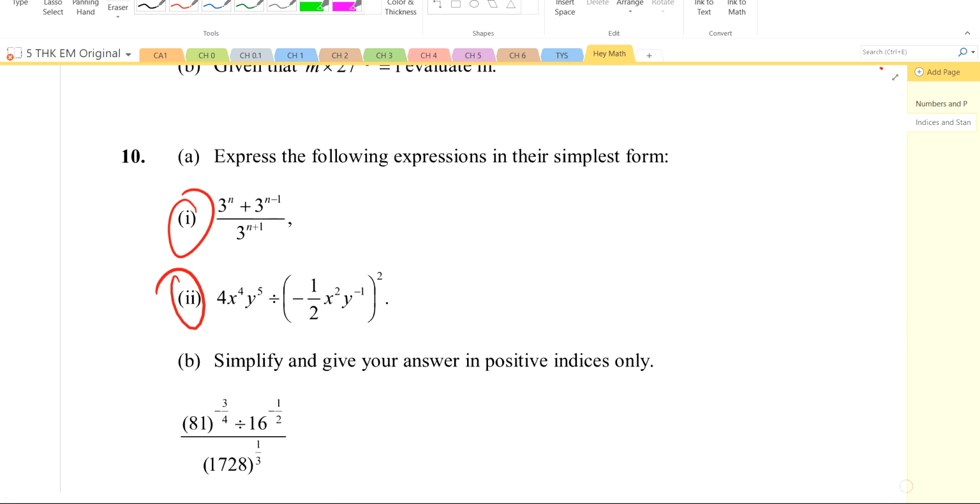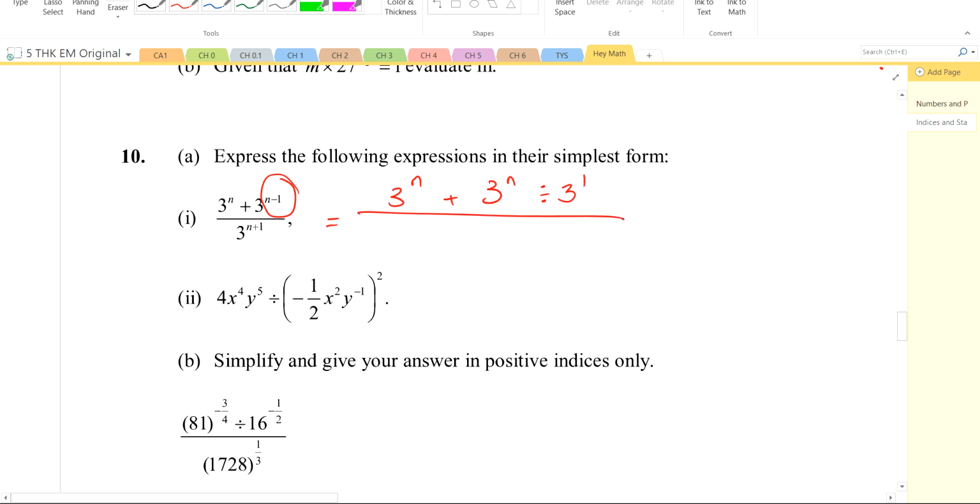Okay, question 10, part 1. In its simplest form, they are testing you whether you understand what this actually means. Okay, so this is 3 to the power n plus 3 to the power n divided by 3 power 1. Do you agree? For the numerator? 3 power n divided by 3 power negative 1. Okay, now denominator, that is actually 3 to the power n times 3 power 1. Agree?